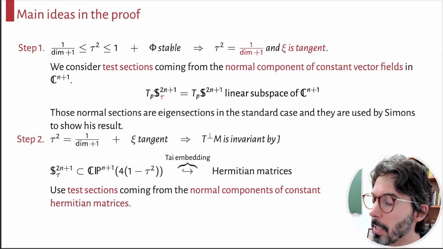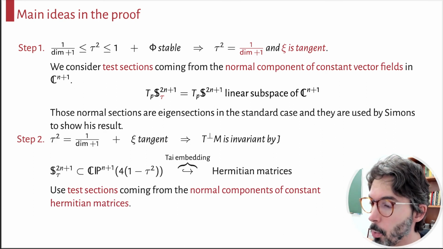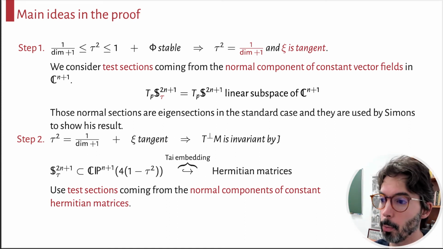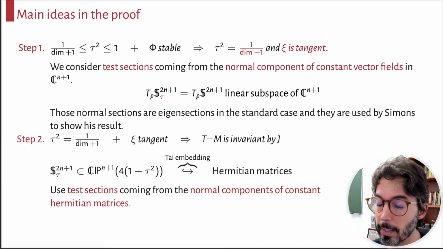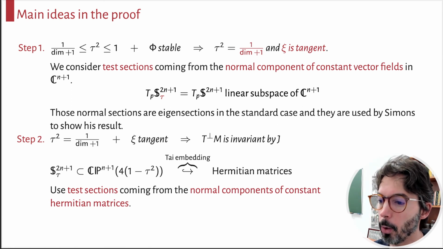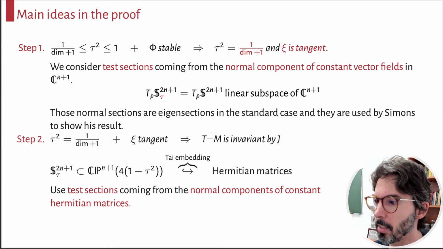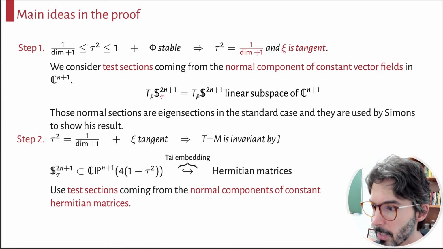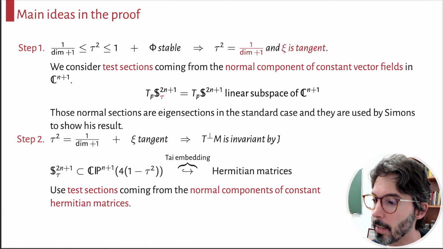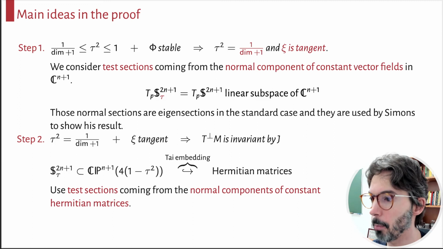The second step is that now we know that tau square has this special value and also that psi is tangent to our submanifold. And we would like to show that in such case, the normal bundle to the submanifold is actually invariant by the complex structure J. In this case, we are going to use test sections coming from normal components of constant Hermitian matrices using the following schema. So we know that for tau less than 1, the Berger spheres are actually distant spheres in the complex projective space of dimension n plus 1.